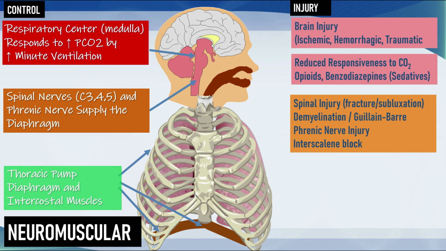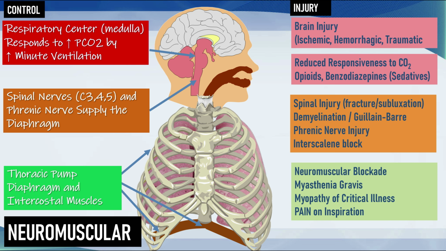There may be a problem of the thoracic pump, diaphragm, and intercostal muscles. This can be caused iatrogenically by neuromuscular blockade, by myasthenia gravis, by myopathy of critical illness, or just a lot of pain on inspiration and the patient just won't breathe in or out.